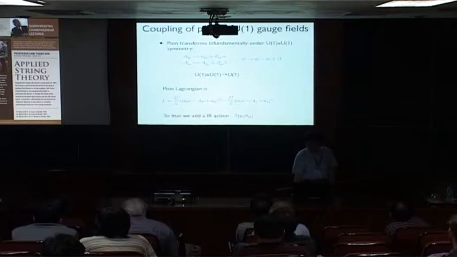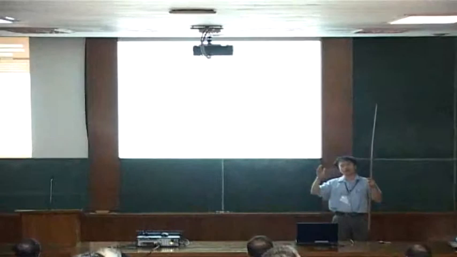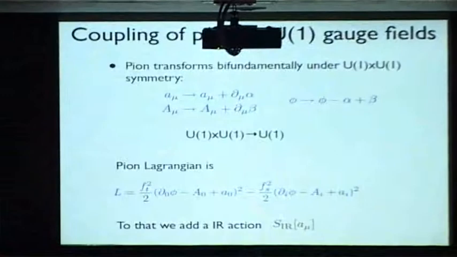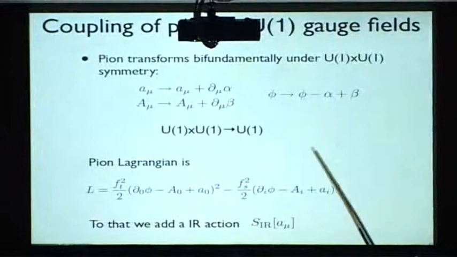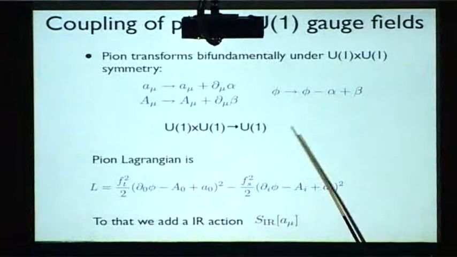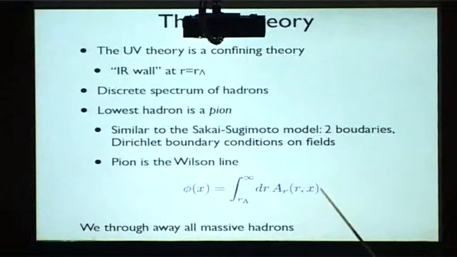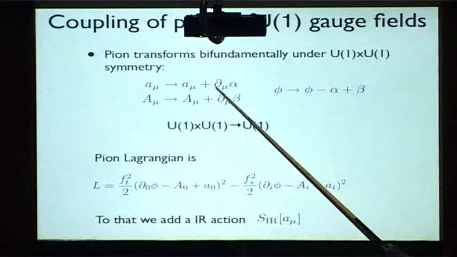Okay. So how does the pion transform under the two U(1) gauge fields? The ultraviolet theory is coupled to two gauge fields, the original U(1) gauge field and our artificial gauge field, little a mu. The pions transform bifundamentally under this U(1) cross U(1). Say, if we do a gauge transformation, a mu goes to a mu plus d mu alpha, big A mu goes to A mu plus d mu beta, and then just by looking at the transformation properties of the Wilson line, we can see right away that phi goes to phi minus alpha plus beta. So if you think about e to the i phi, it is multiplied on the left by e to the i alpha, and on the right by e to the minus i beta.